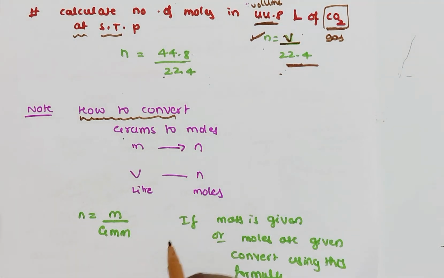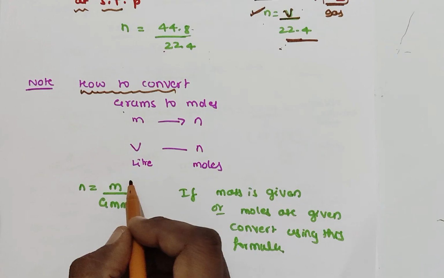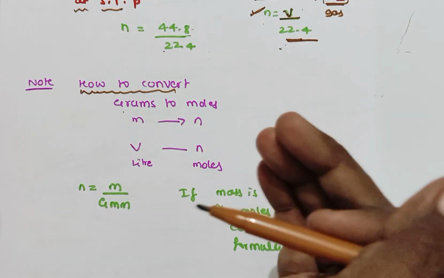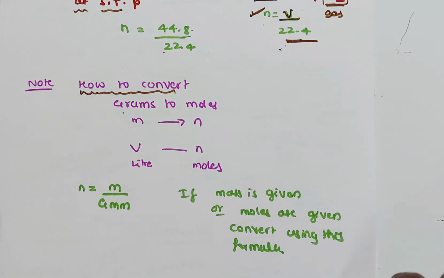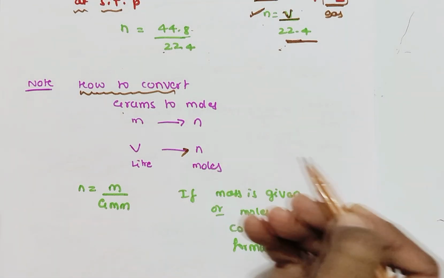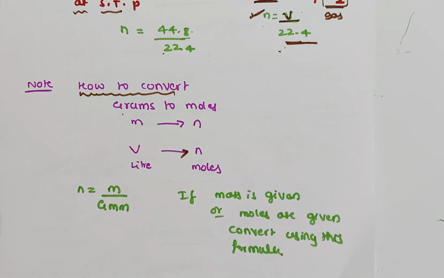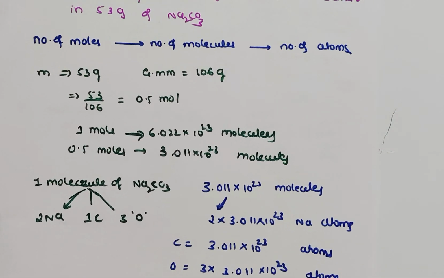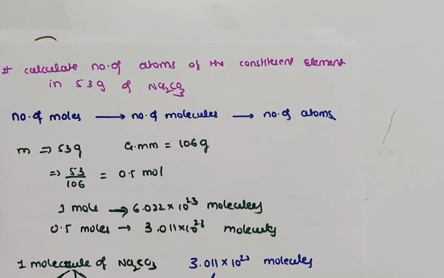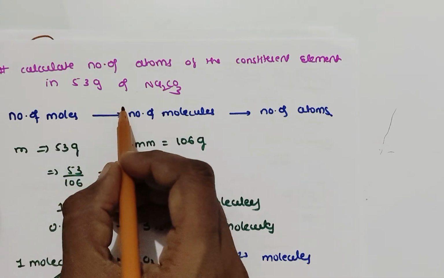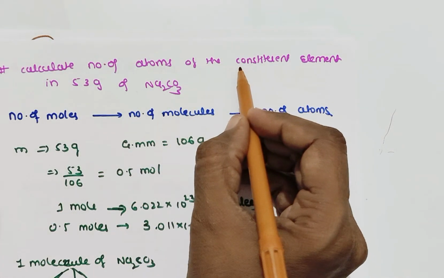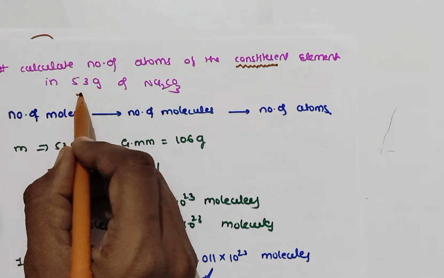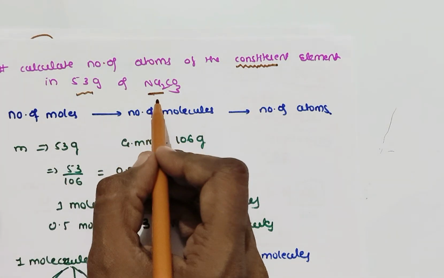By using the same formula we can convert grams into moles, moles into liters, or liters into moles. For that, take a very important example. Calculate the number of atoms of the constituent elements in 53 gram of Na2SO4.